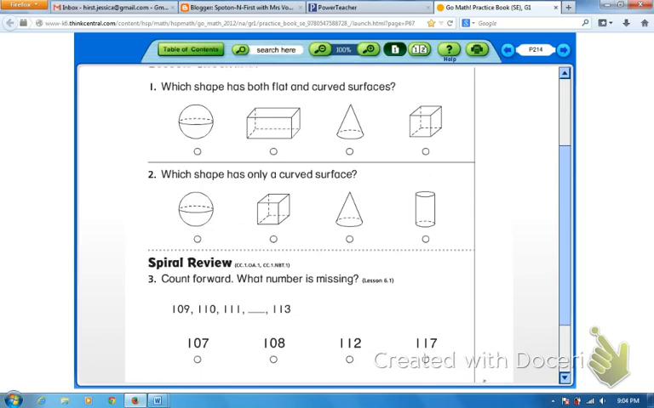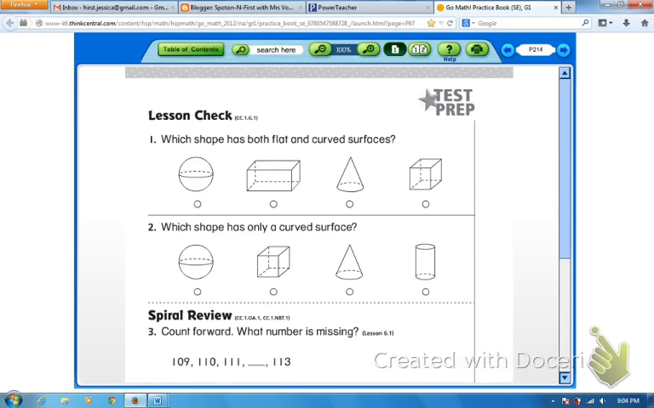On the back side of the homework, first two problems. First one says, which shape has both flat and curved surfaces? This is tricky for students because they have to think about the word both. So we know the first problem, a sphere, that one has only curved, so it won't work. Next one, rectangular prism, has only flat, not both. Next one is a cone. It has flat on the bottom and curved, so it would be the cone.